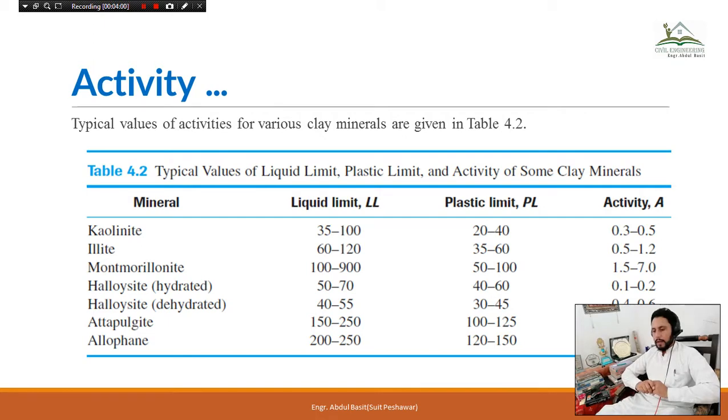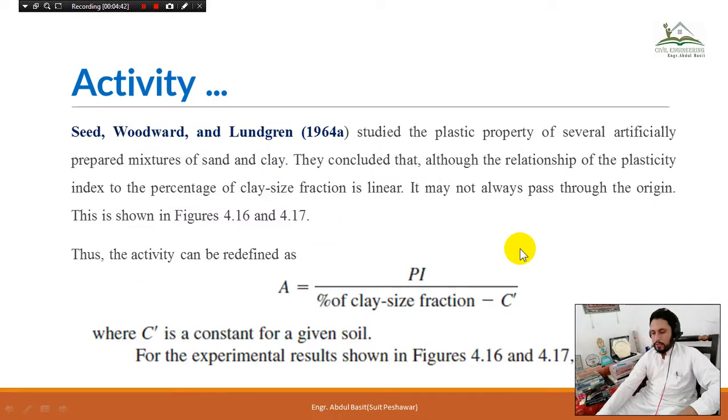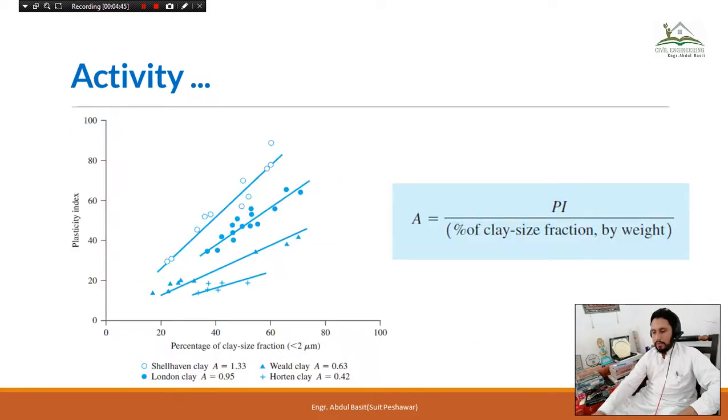Here in this table we have different types of clay minerals available, that is kaolinite, illite, montmorillonite, and many more. The range of their liquid limit is given for all types of minerals, and then the plastic limit is also given. Then activity is also given for different types of clay minerals. This activity is determined by this equation, and we have a chart for it as well, given here.